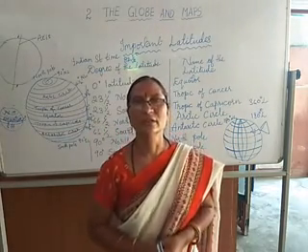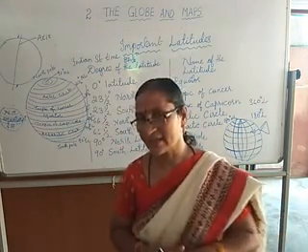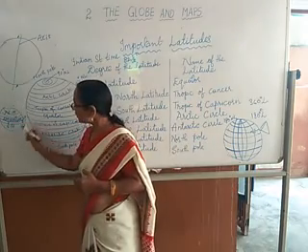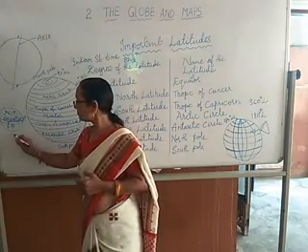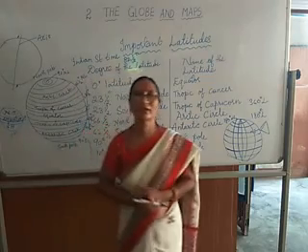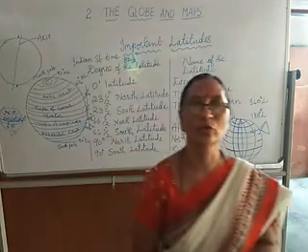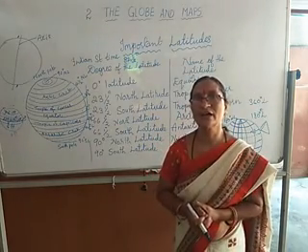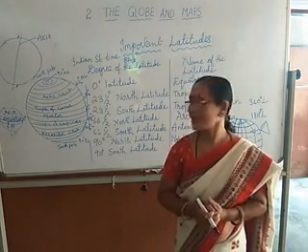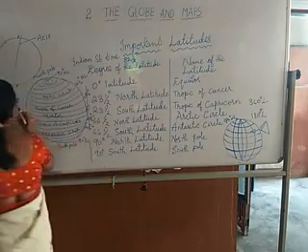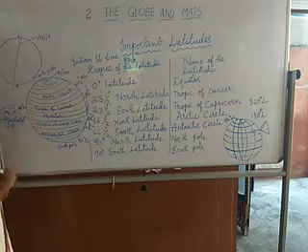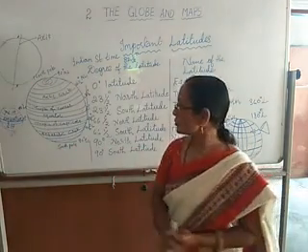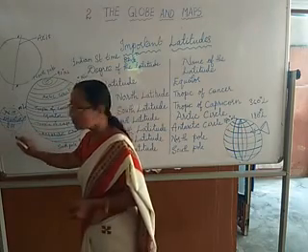So from the equator to the north pole, there are 90 latitudes. How many latitudes are there? 90 latitudes. From the equator to the south pole, there are also 90 latitudes. So in total, how many latitudes are there on the globe? 180. Yes, 90 plus 90.